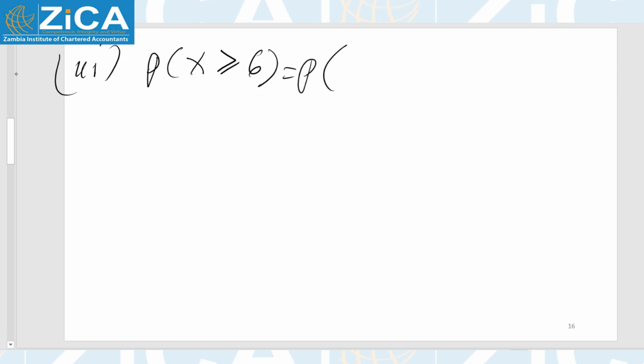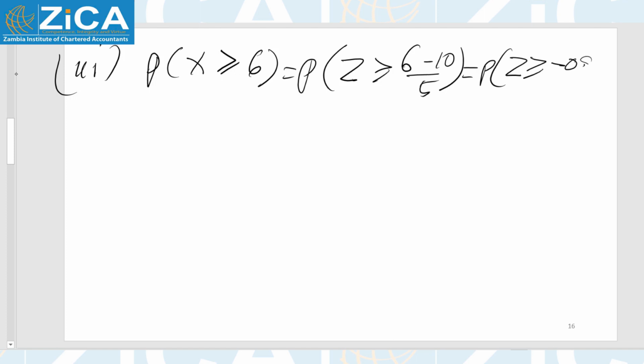If you go into question 3, question 3 requires you to find the probability of x greater than or equal to 6. If you standardize this, it will give you the z-score, which will be greater than or equal to 6 minus 10 over the standard deviation, which is 5. This will give us the probability of z greater than or equal to 6 minus 10, which is minus 4, divided by 5, which gives you minus what?